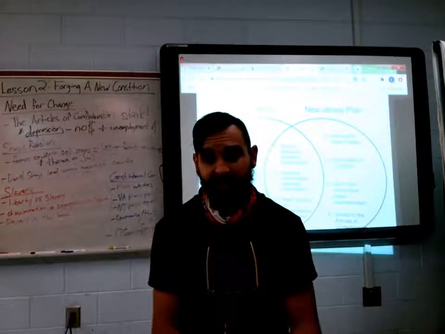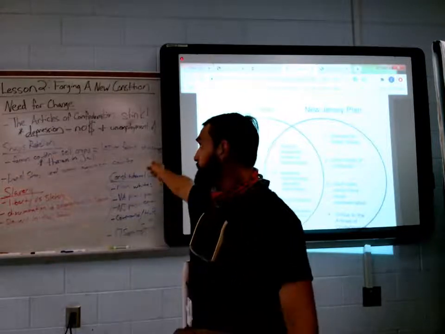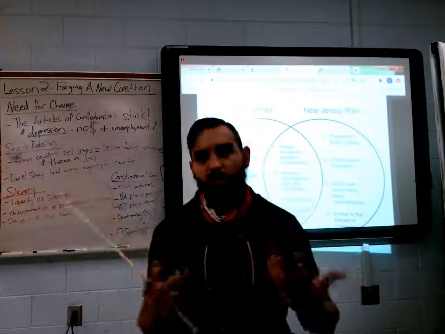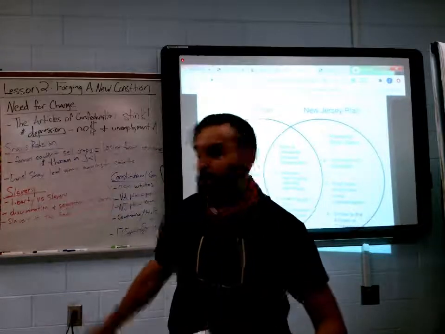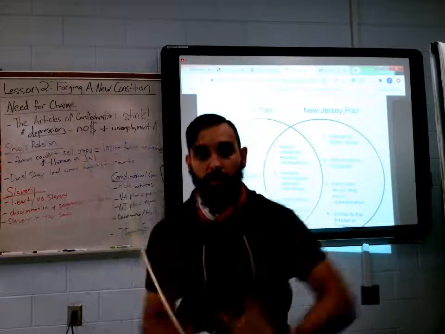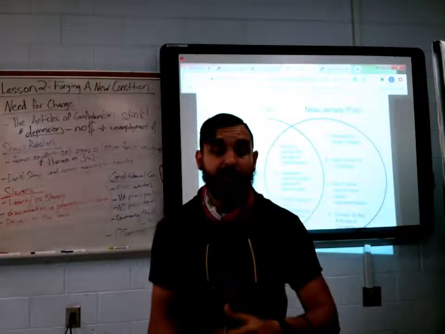But for today's lesson, there's also a need for change. The Articles of Confederation stunk. Couldn't do anything with it. The government is a weak central government. They would get together at the Constitutional Convention and come up with a new plan. That plan will be the U.S. Constitution that we know and recognize today.